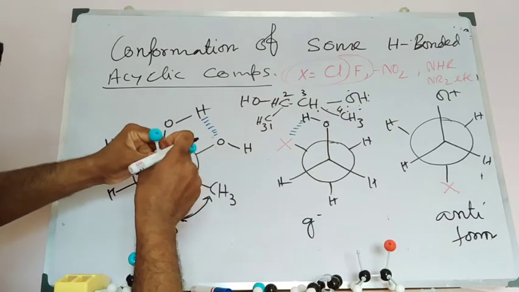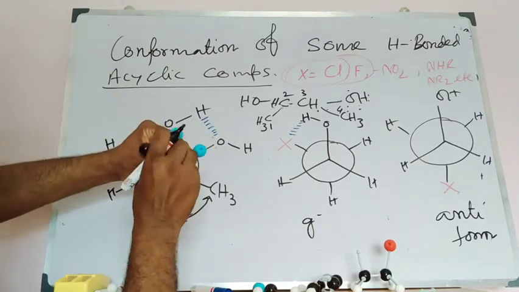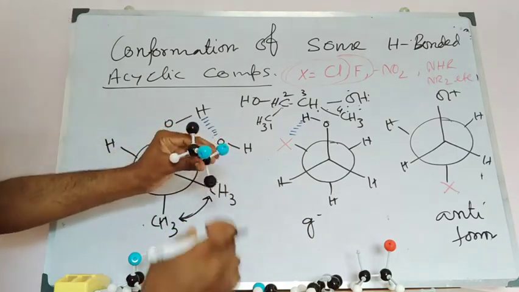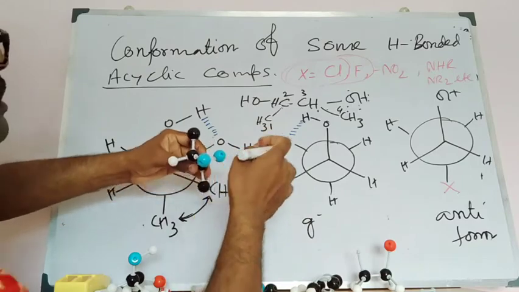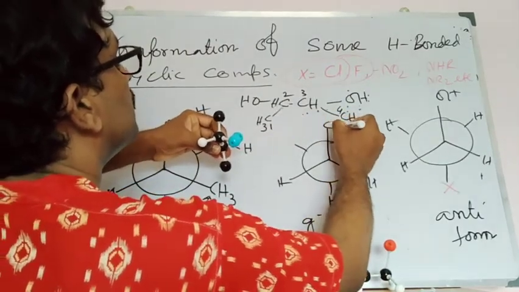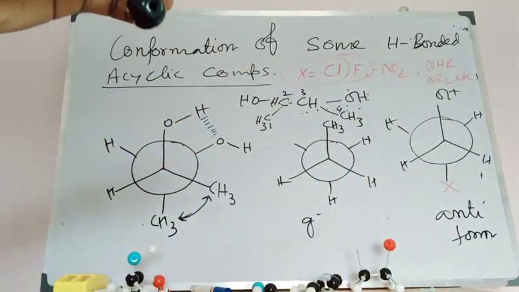That is 1, 2, 3, 4. OH can form this hydrogen bonding. So by this one, okay. So that is the conformation, or we may look like this, or we may hold it just like this. So it will now move to this. Yes or no?